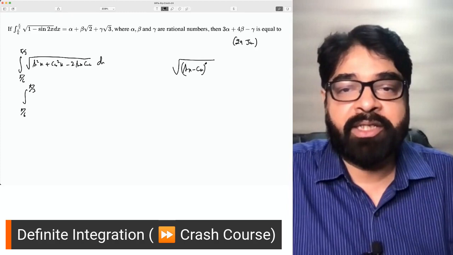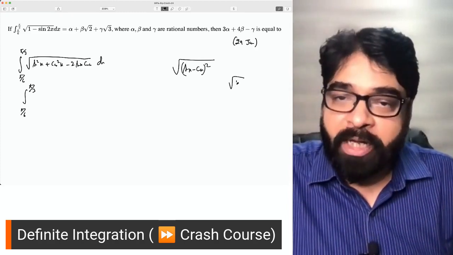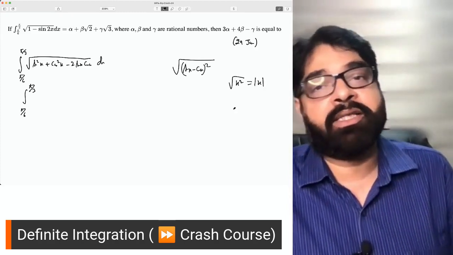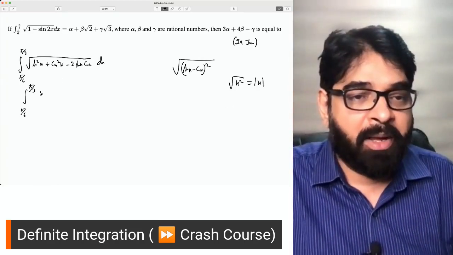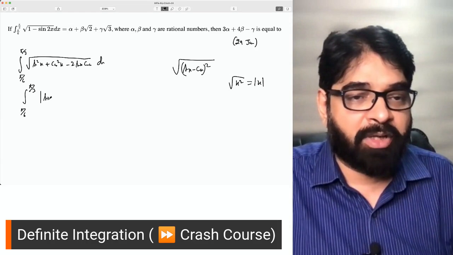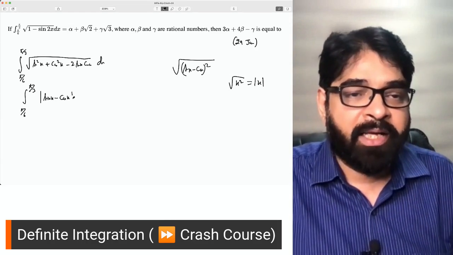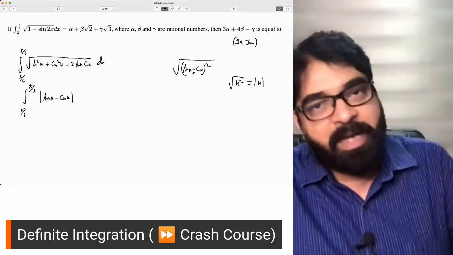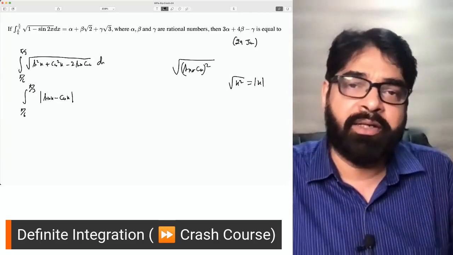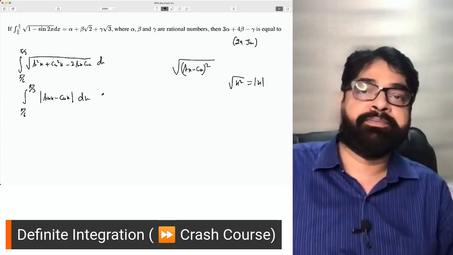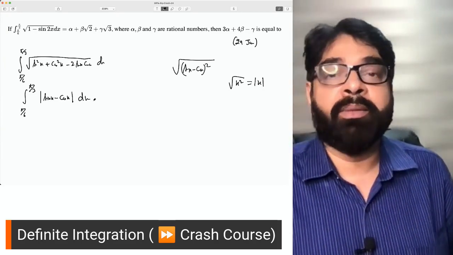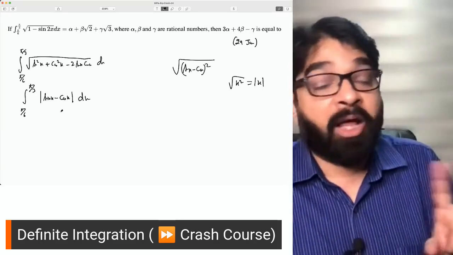This is the point where the children make mistakes. Root x square is always mod x, it can never be just x. So this value will be mod of sine x minus cos x. Maybe you are wondering, sir, why not write cos x minus sine x whole square? Yes, you can write. Both will give the same answer. dx. Mod of sin x minus cos x.